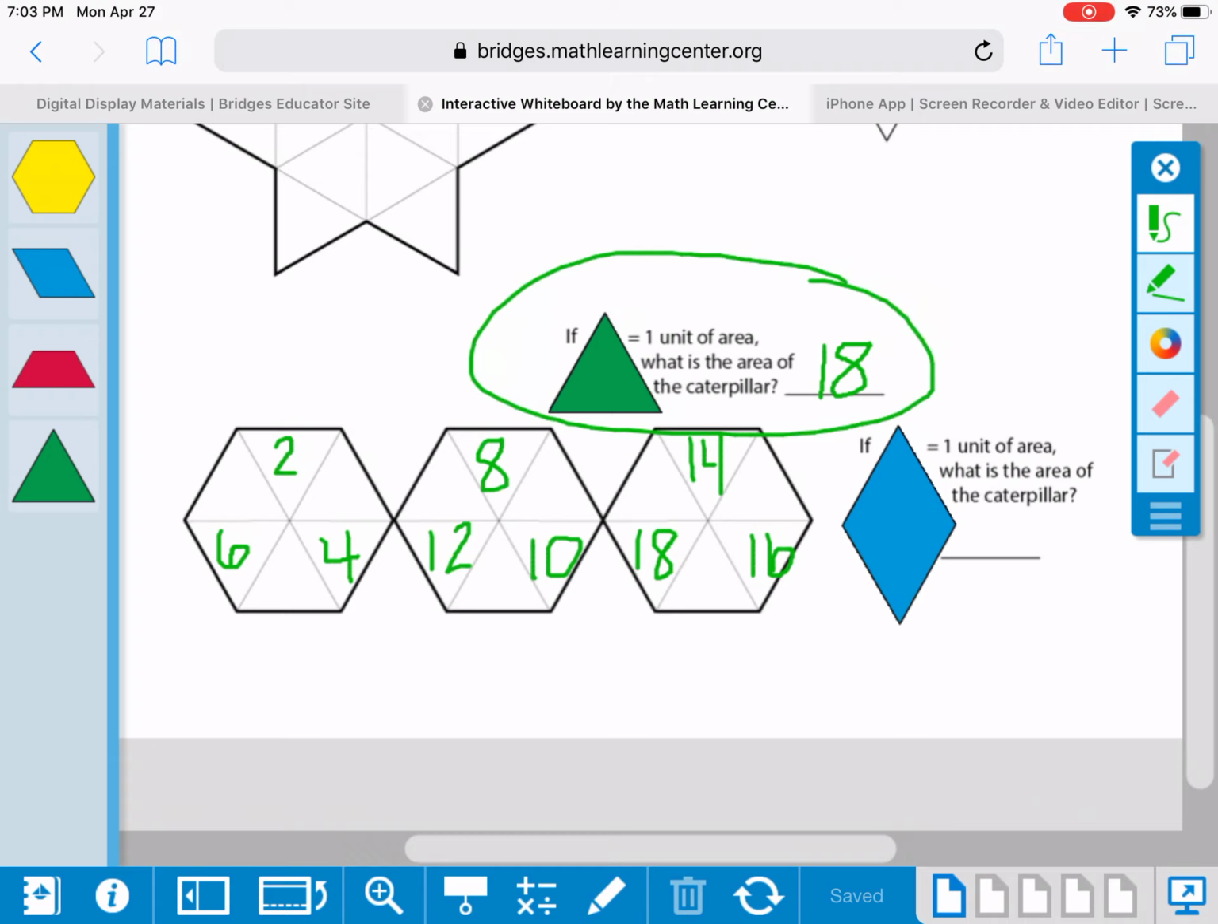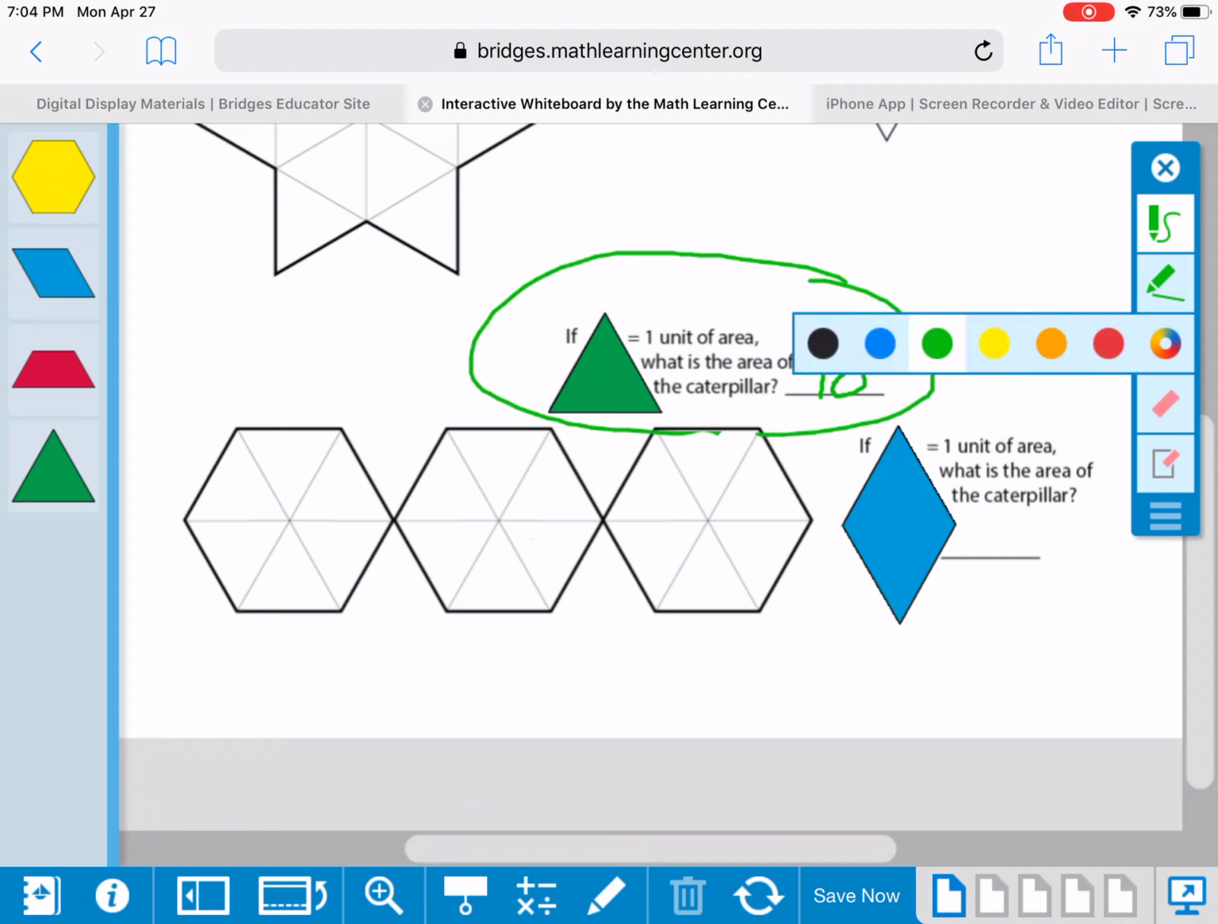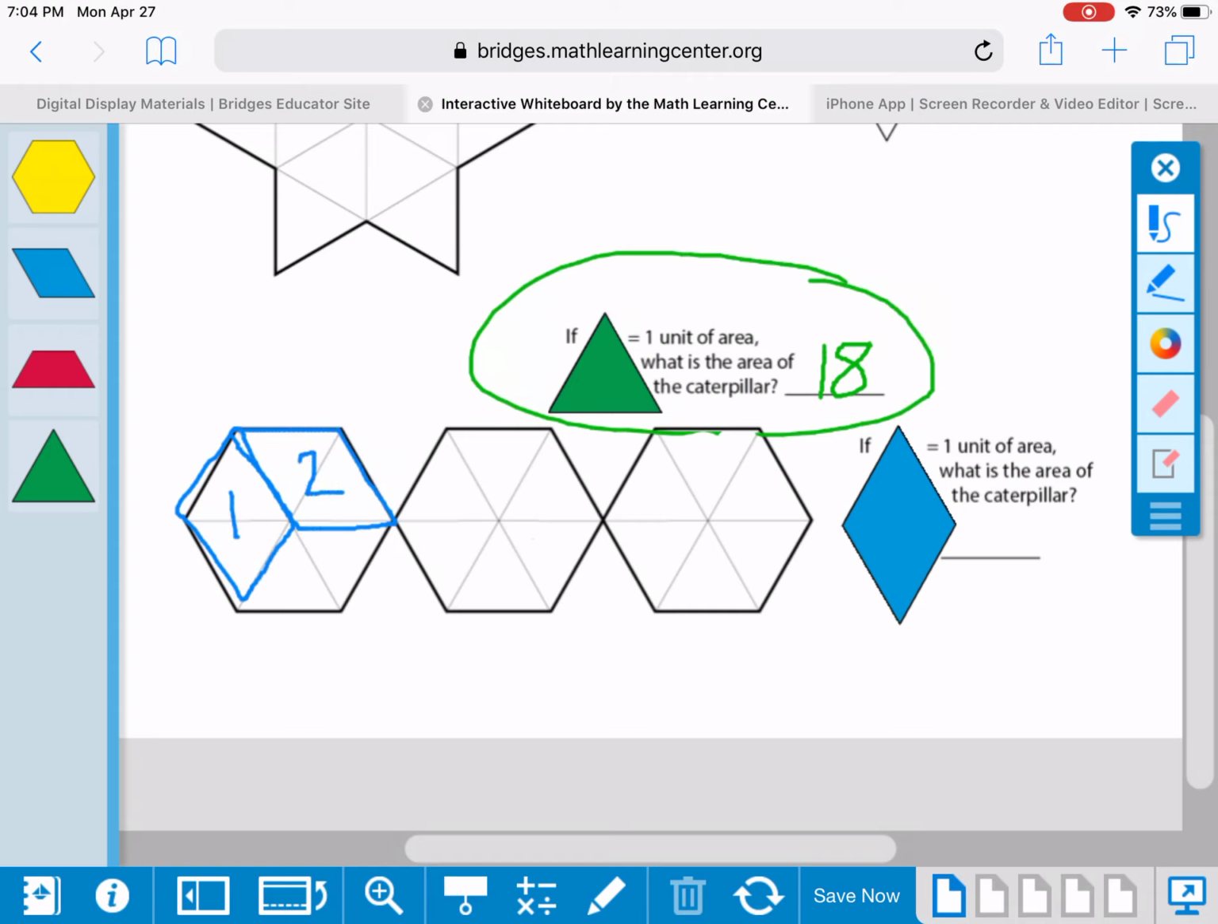So now what I'm going to do is I'm just going to erase all my numbers here. And I'm going to think about how many rhombuses it would take me to fill in my caterpillar. Now I'm going to use my drawing tool again, and I'm going to change it to blue so we know now we're talking about rhombuses. And I can't see my rhombuses right away, so I know that I need to kind of draw them in. So here's one rhombus, right, 1 there. And if I look at a rhombus turned sideways, I can see 2 right there. And then I can see another one will fit right in there.